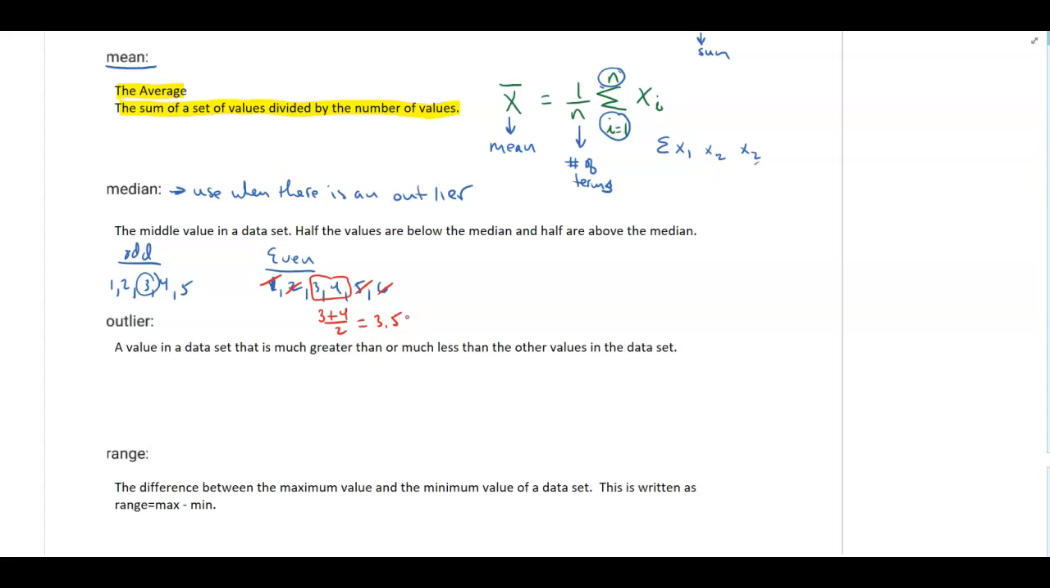An outlier, what is that? We mentioned it just above. That is a value in the data set that is much greater than or much less than all the other values in the data set.